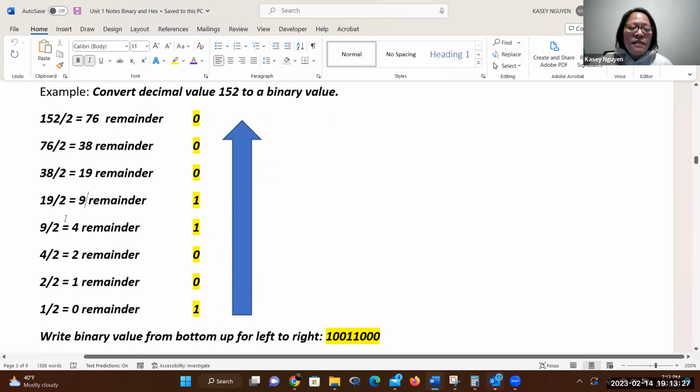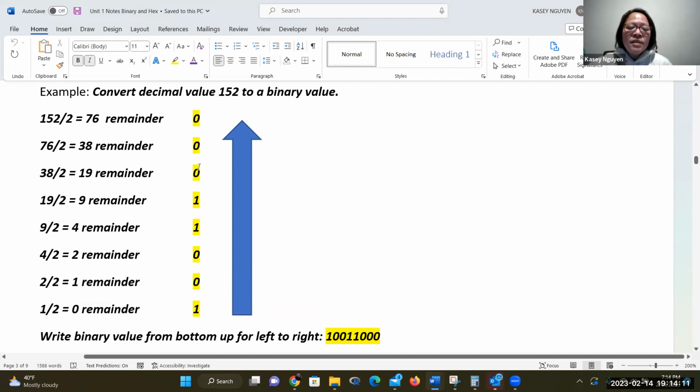Then I take 9 divided by 2 again. I have 4 as a result with one remainder. Put 1 for the bit, that bit is on. 4 divided by 2, I'm left with 2 as a result with 0 remainder because it's an even number. So that bit is off. 2 divided by 2 again, I have 1 as a result with 0 remainder. And then 1 divided by 2, I have to go on. You don't stop at 1. You have to divide until you have 0 left. So 1 divided by 2, I have 0 with a 1 remainder.